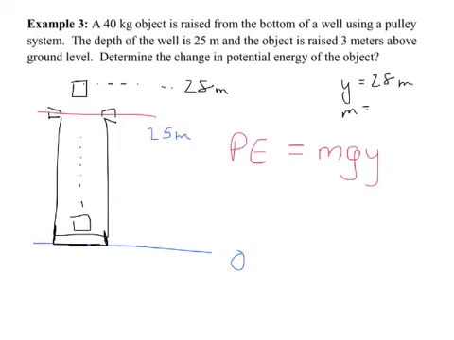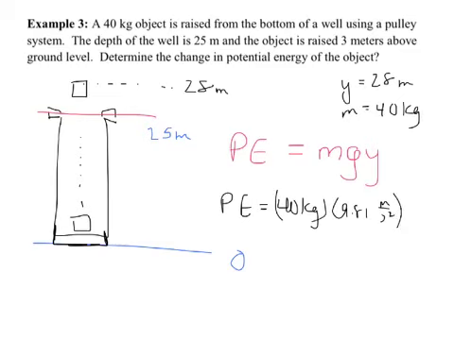The mass is given as 40 kilograms, and at this point you can just plug in. G is known. What is G again? 9.81. Yeah, 9.81. Okay, so we've got 40 kilograms times 9.81 meters per second squared times the change in height, which is 28 meters upward.